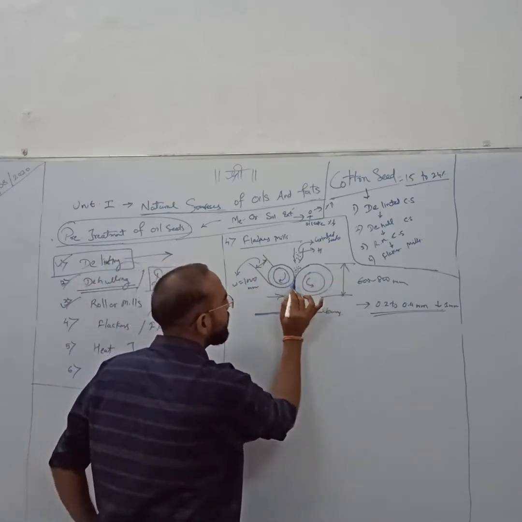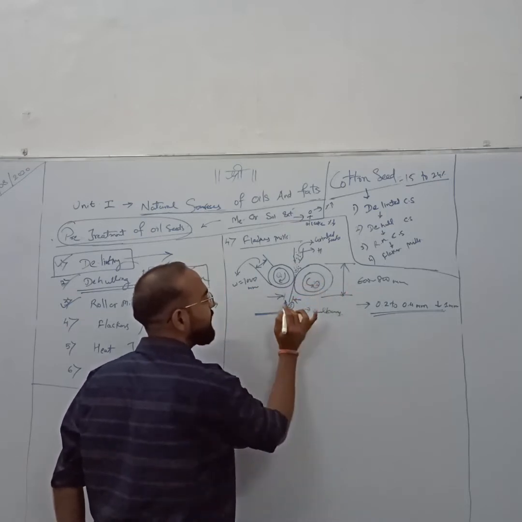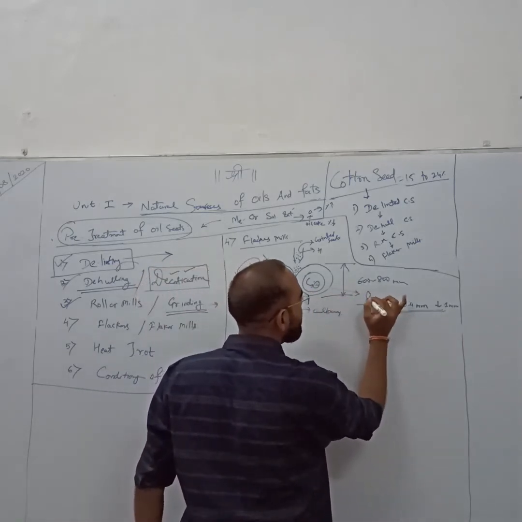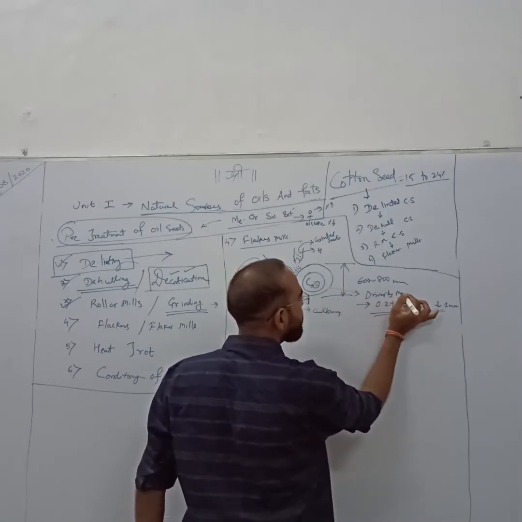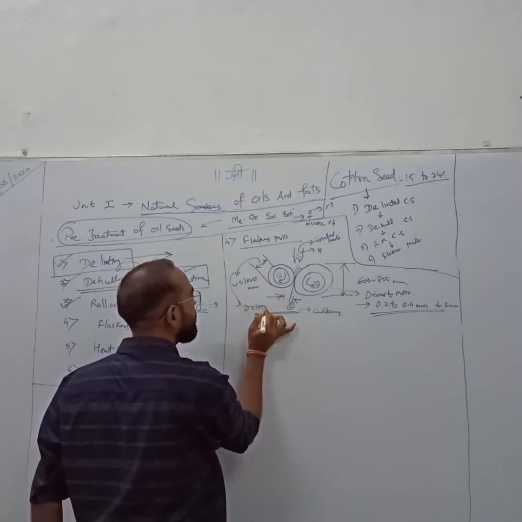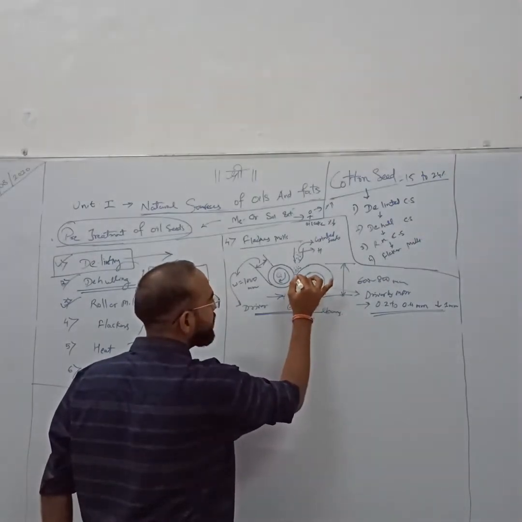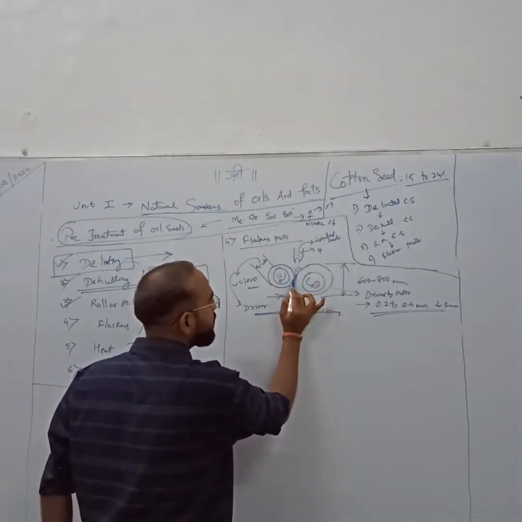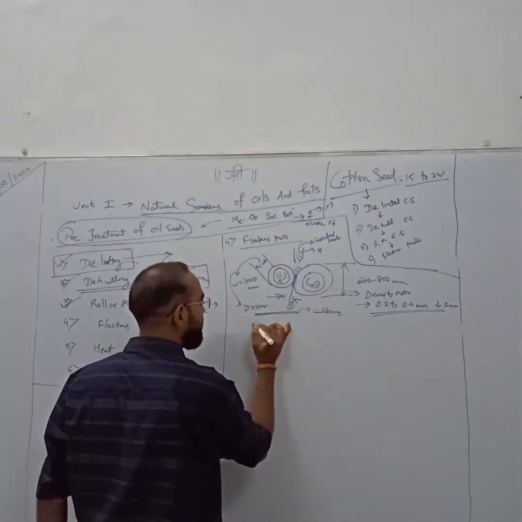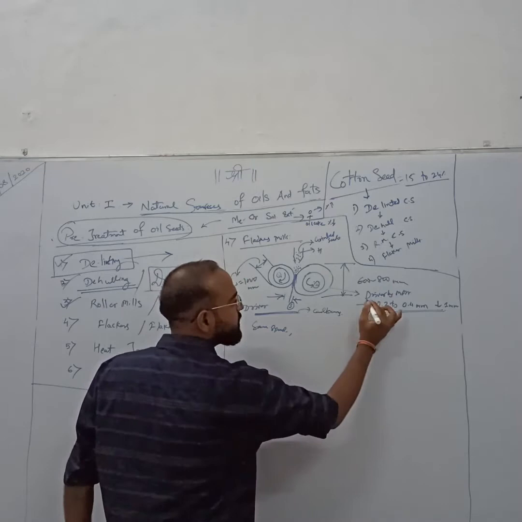In this case, roller 1, roller 2, and our product, the flakes, are in contact with each other. So only one roller is driven by motor, and the other one is driven just by physical contact through our oil seeds contacting the other roller, and both the rollers run at the same speed. Only a single roller is driven by motor.